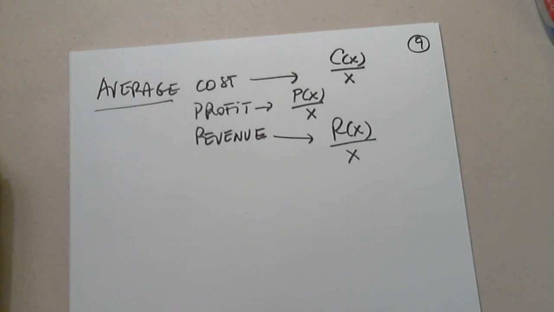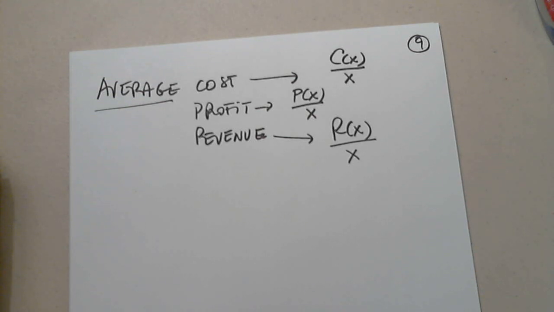Average profit. Sparkle Pottery has determined that the cost in dollars of producing x vases is given by this. So that is the total cost given to us. If the revenue from the sales of x units is given by this, find the rate at which the average profit per unit is changing when 50 are made.